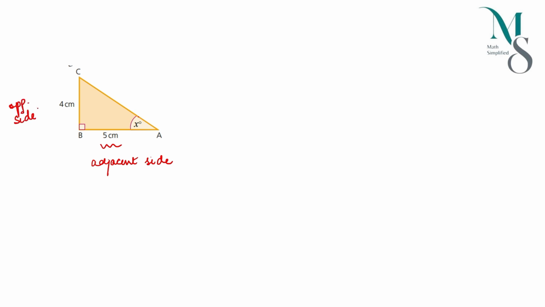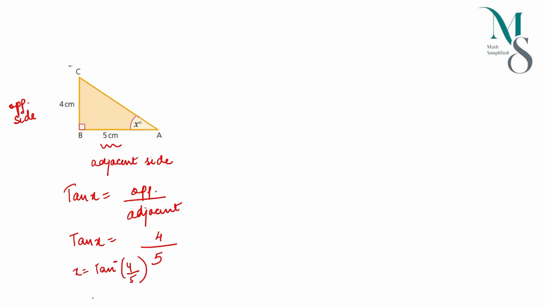So what ratio will we use for finding the value of x? Will it be sin x, cos x, or tan x? It will be tan x, because the formula for tan x is opposite upon adjacent. So tan of x will be equal to 4 upon 5, since the opposite side is 4 and the adjacent side is 5. We can find the value of x from our scientific calculators. So these are the applications of these ratios.